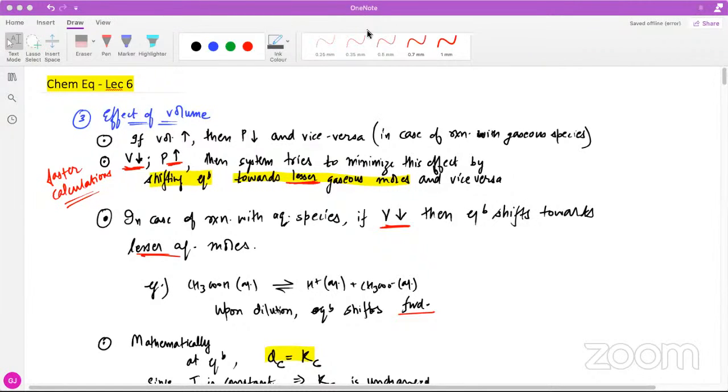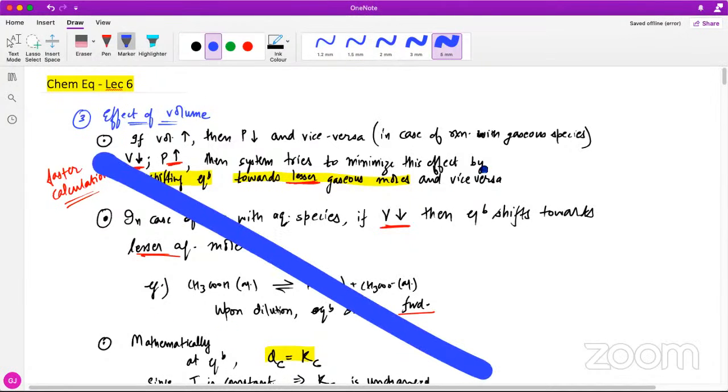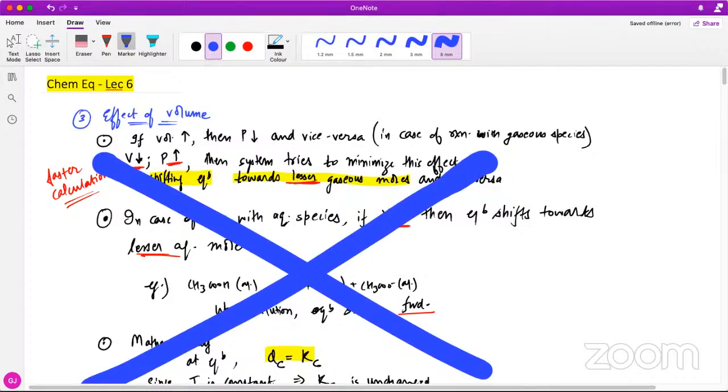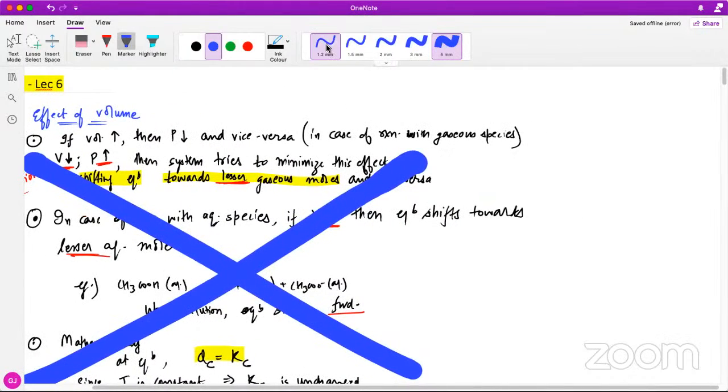However, in between, let's quickly look at the effect of volume. As a quick summary, if you don't want to get into a lot of details, then you can skip all this part, because whatever is the effect of pressure, the opposite will be the effect of volume. Like you discussed the effect of pressure in the last class.